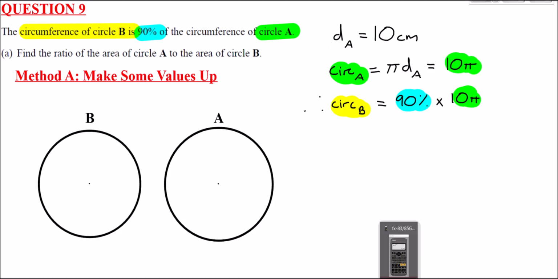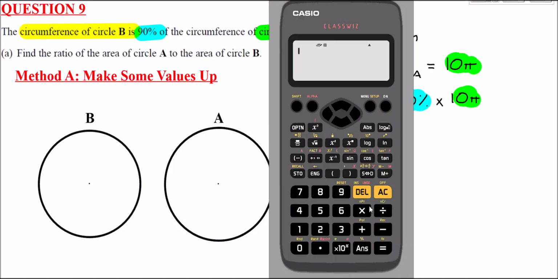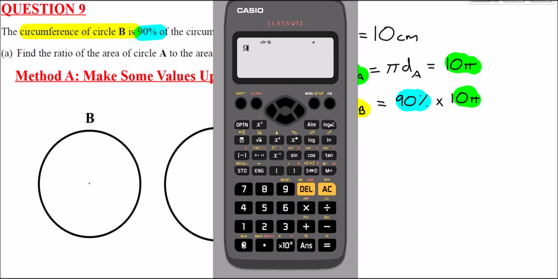So let's work out what this is going to be. There is a percentage button on your calculator. You could just use 0.90 for 90%, but I'll show you how to do it. So 90, then we do shift and percent. So 90% of 10 shift pi gives us 9 pi.